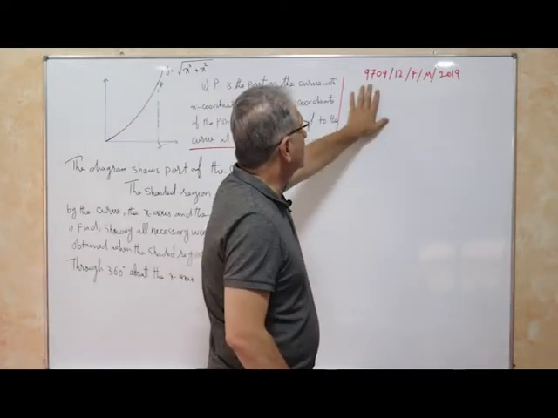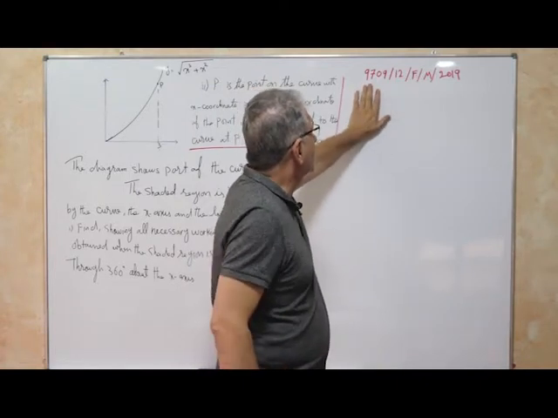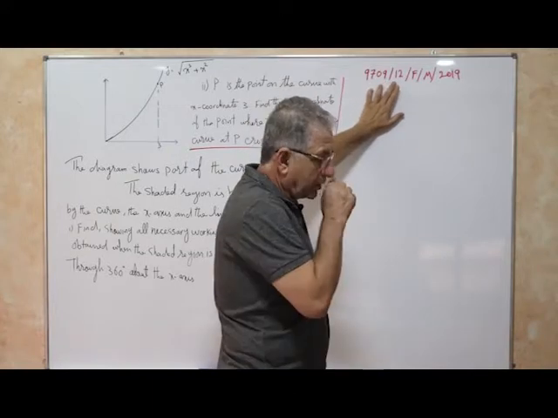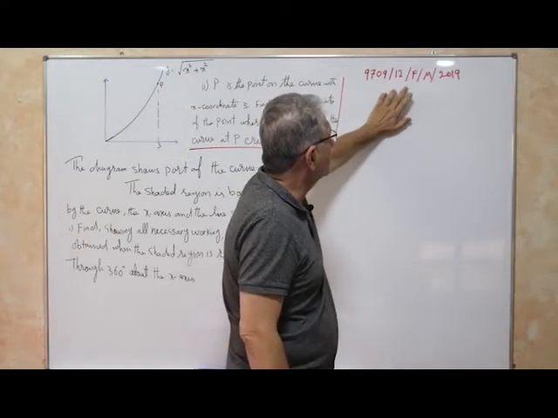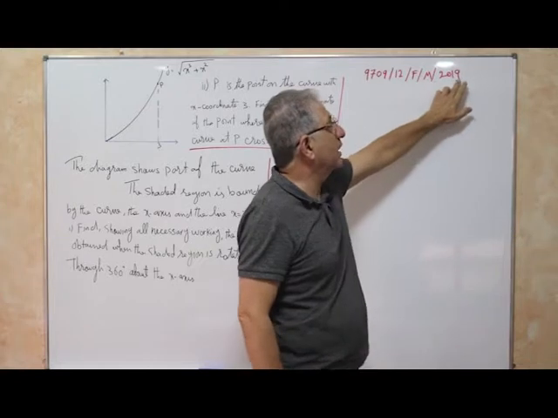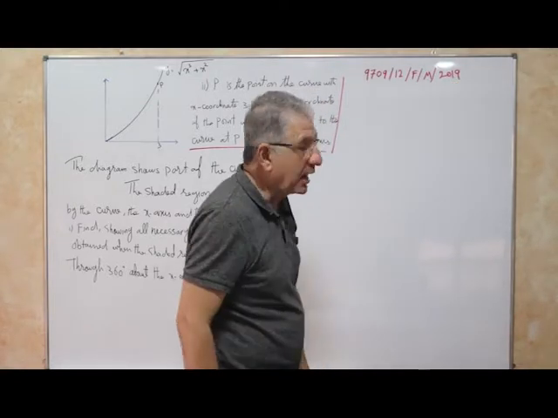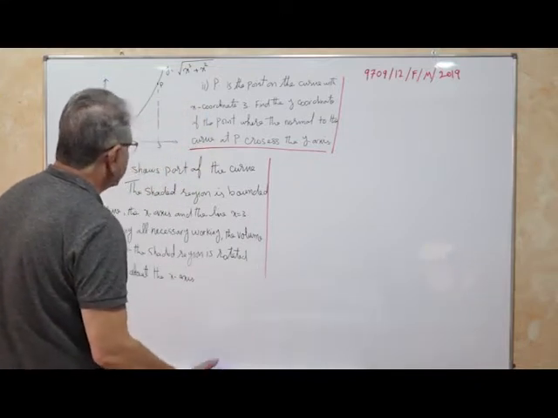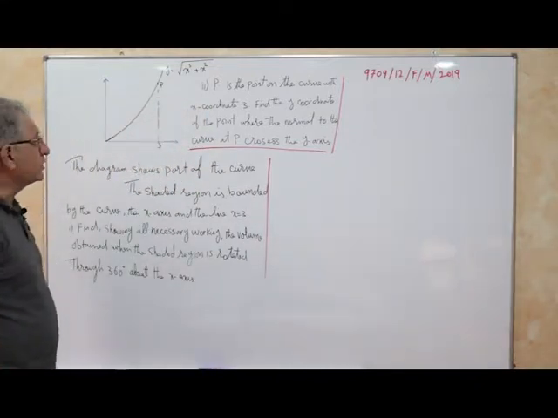This is again the code of the paper, 9709. Sorry, this is paper 1, variant 2, February-March 2019. This is just for the last February-March examination. It is from the calculus part of the question paper.